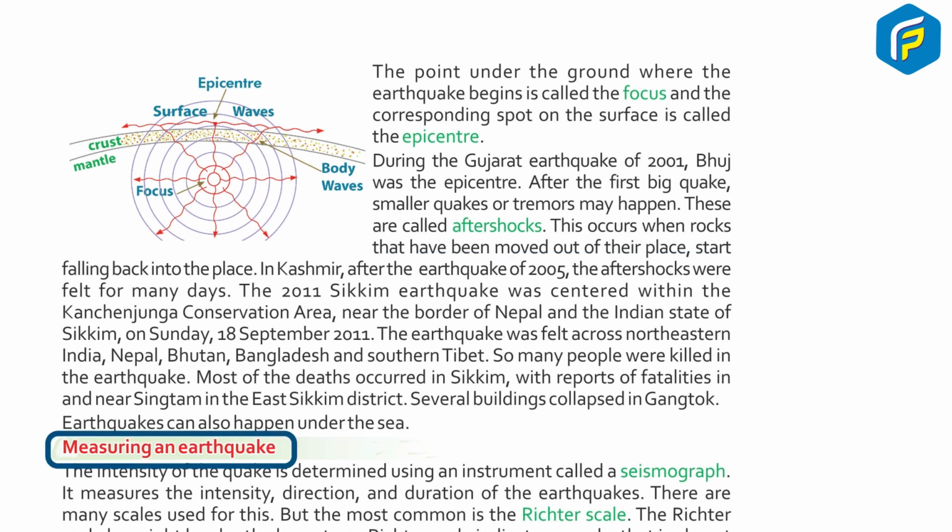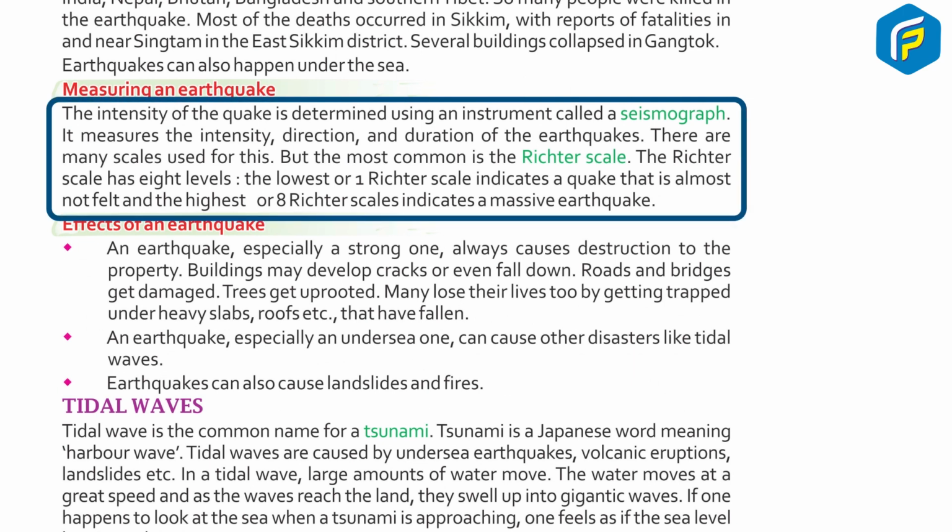Measuring an earthquake. The intensity of an earthquake is determined using an instrument called a seismograph. It measures the intensity, direction, and duration of the earthquake. There are many scales used for this, but the most common is the Richter scale. The Richter scale has 8 levels. The lowest, one on the Richter scale, indicates a quake that is almost not felt, and the highest, 8 on the Richter scale, indicates a massive earthquake.